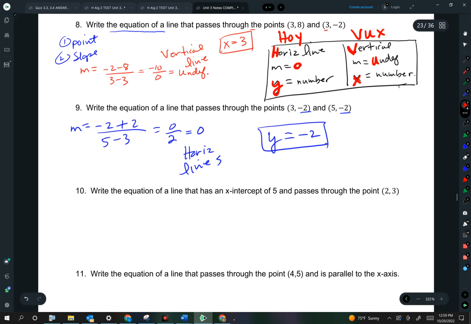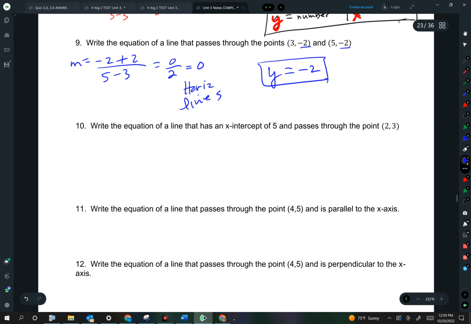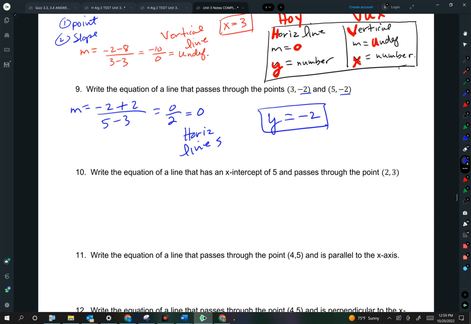So look at number 10. Write the equation of a line that has an, you know what, I want to come back to number 10. Let's go to number 11. Sorry about that. So number 11, it says write the equation of a line that passes through the point 4, 5.